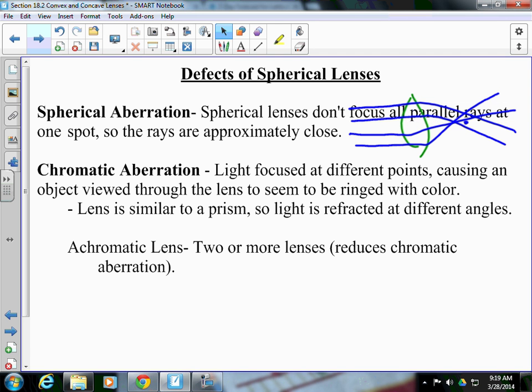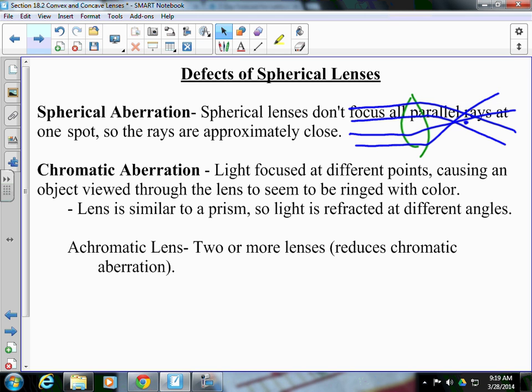Chromatic aberration is light focused on different points, causing it to be viewed ringed in color. A lens is similar to a prism, so light is refracted at different angles. So anytime you have chromatic aberration, it's going to be ringed in color just because the light is being bent very slightly in comparison to what it should be. And lastly, there is the achromatic lens. It's two or more lenses. It reduces chromatic aberration. If light travels through two or more lenses, it's really going to reduce that amount of error that can occur in chromatic aberration.